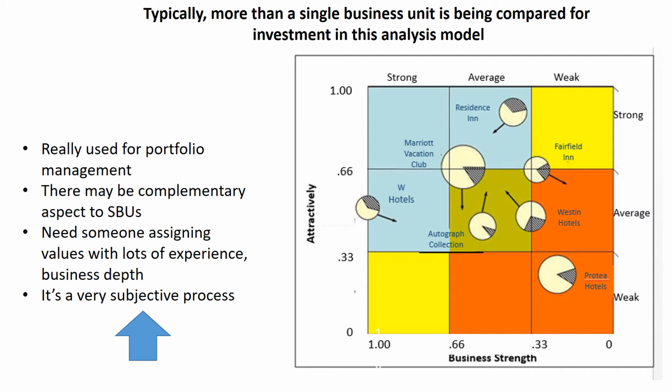You see, it often is more valuable when used by a company for portfolio management, such as what Marriott has done here. You can see that they have plotted on the matrix their different hotel property lines. So a hotel line in the red zone may not be particularly bad if you have others in the green or yellow zone to manage your portfolio. In other words, there is a complementary aspect to these small business units. Again, this is very subjective, and you need someone assigning values with lots of experience and business depth.